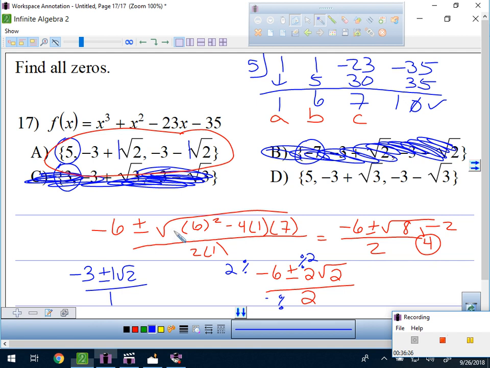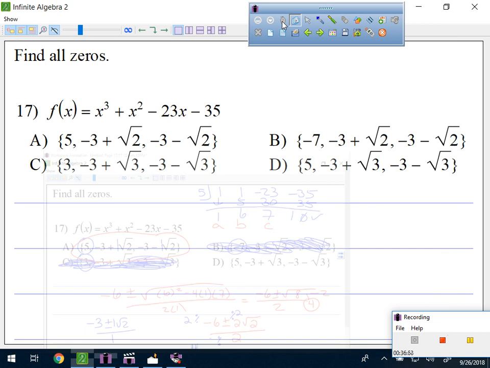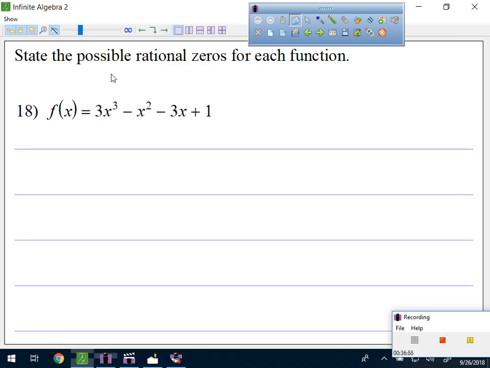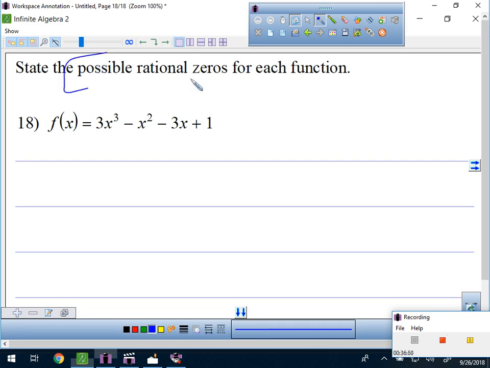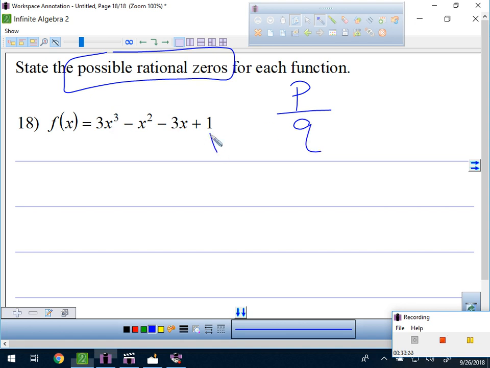All right, the last one for test 3. This is going to round us off. For the last one for test 3, what you have here is "state the possible rational zeros." And I want you to understand, guys, this does not mean solve. Nowhere in that problem does it say solve. This is asking me to find my P's and my Q's. So you're not solving. Remember, P is always the last number. Q is always the first number.